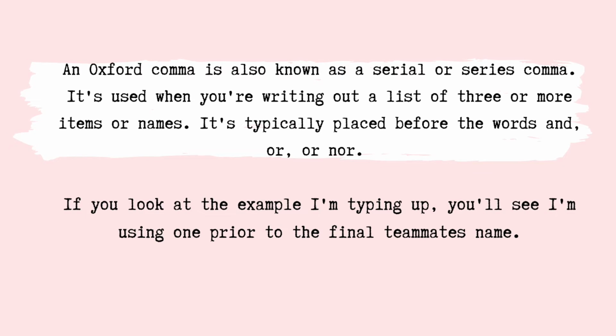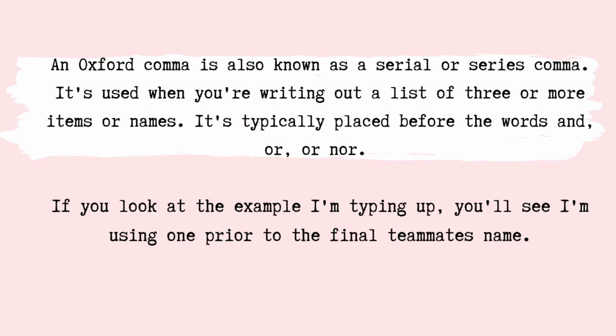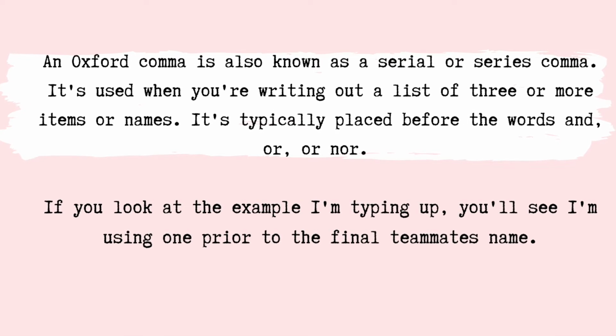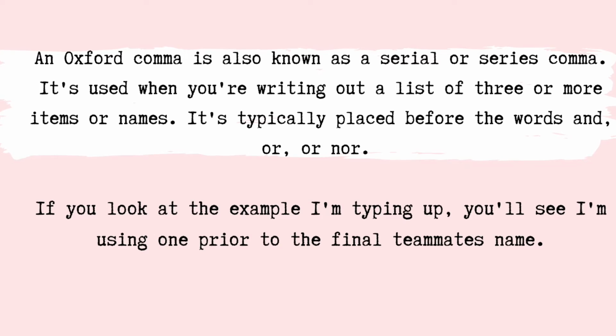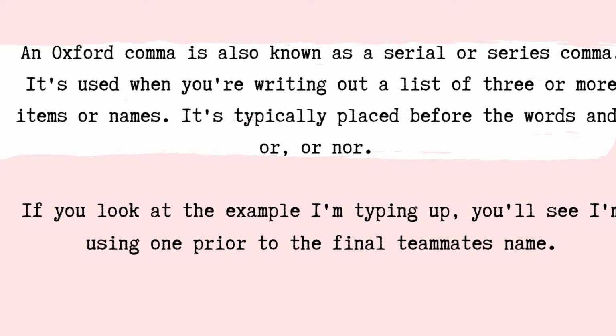An Oxford comma is also known as a serial or series comma. It's used when you're writing out a list of 3 or more items or names. It's typically placed before the words and, or nor. If you're looking at the example I'm typing up, you'll see I'm using one prior to the final teammate's name.